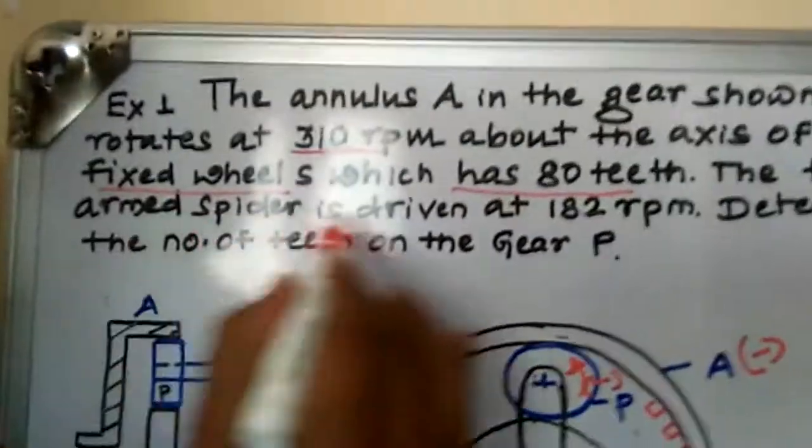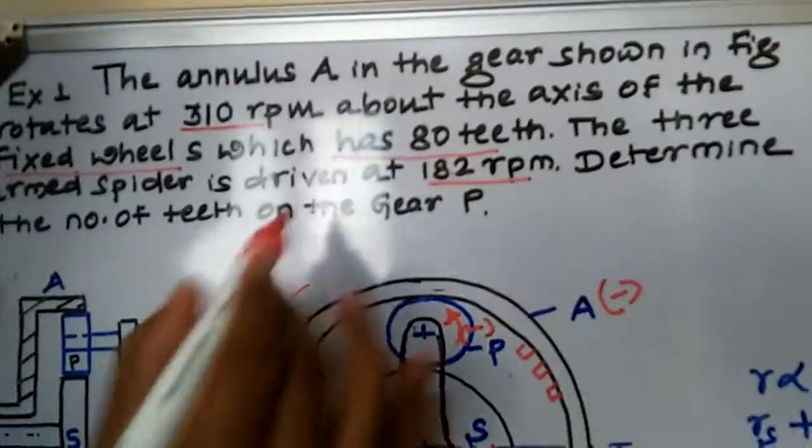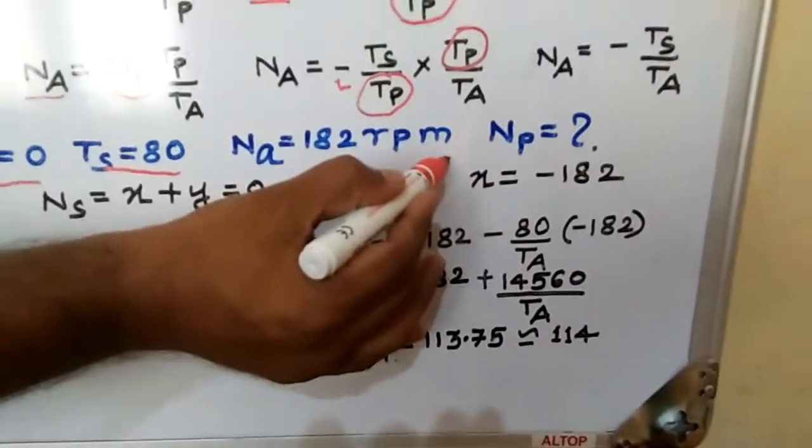The 3-arm spider is driven at 182 rpm. That is the speed of the arm, which is given as NA. That is given as 182 rpm.